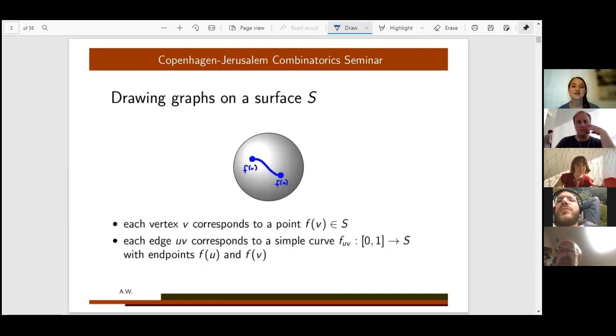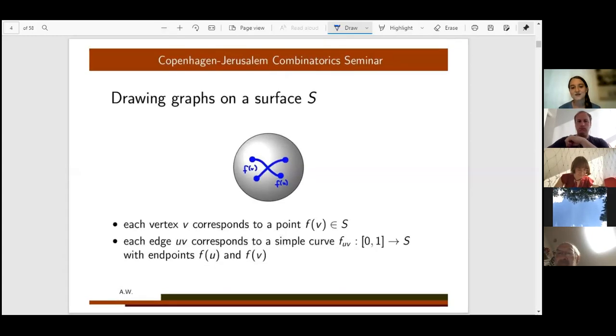Just as a reminder, graph drawings on a surface are similar to graph drawings on the plane. So vertices correspond to points on the surface and edges to simple curves. And usually we don't want the curves to self-intersect. Also, as in the plane, we can find crossings. And actually, I will be talking a little bit about crossings.